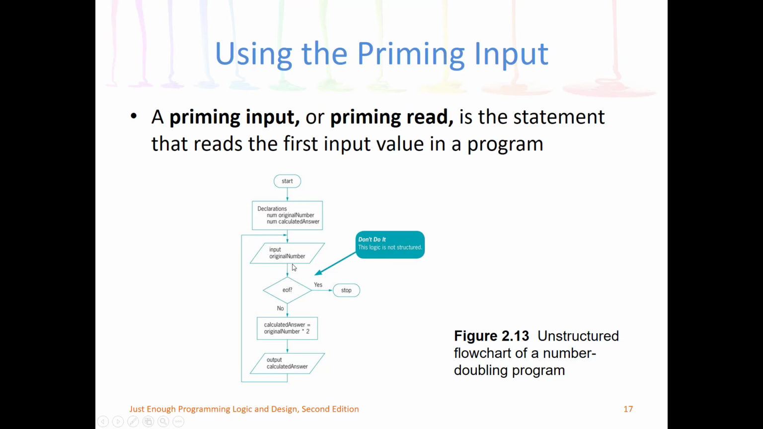How can it do that? You say, well, there may be an empty file. And if it's an empty file, EOF will be true, and out you'll go. If it's not EOF, then there's a value in there. And we're going to do calculated answer, assignment, original number times 2. This basically doubles the number. Output calculated answer, and you come back here.